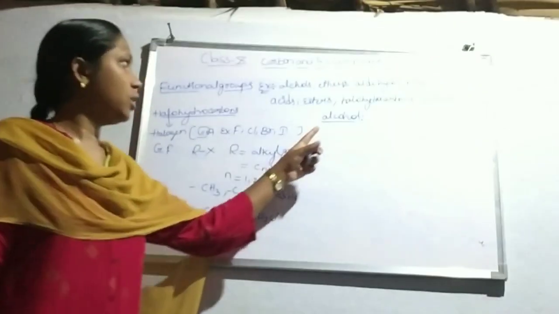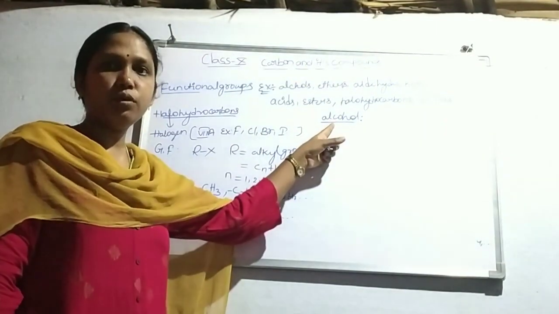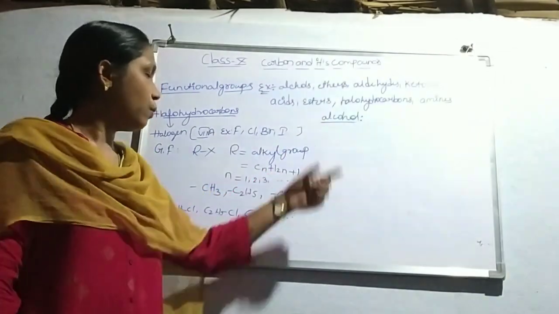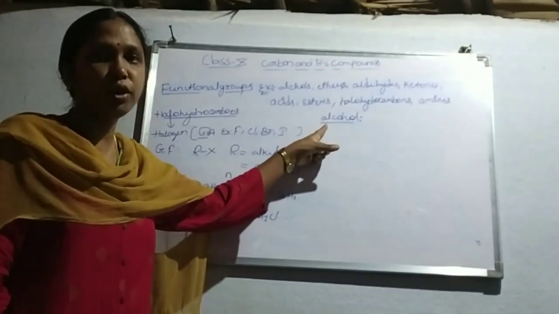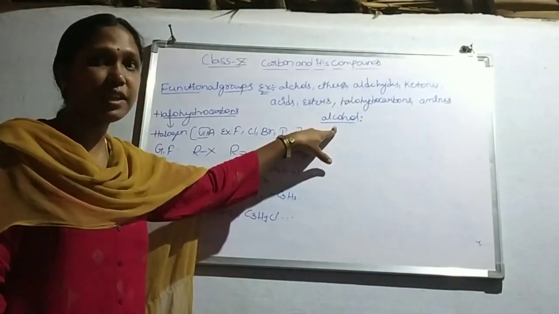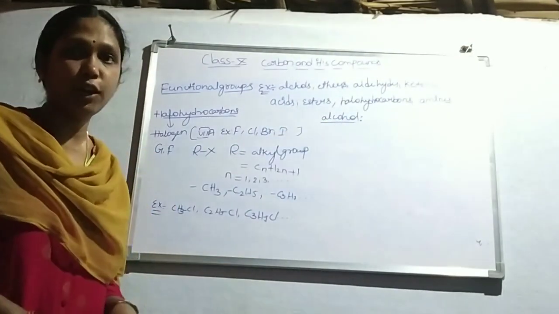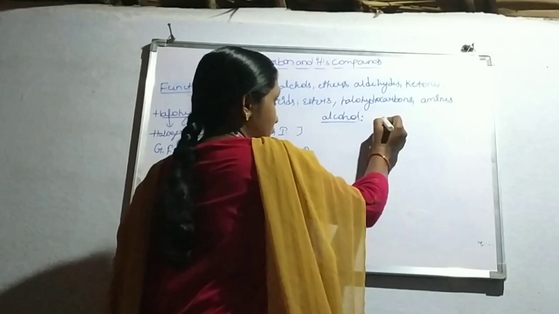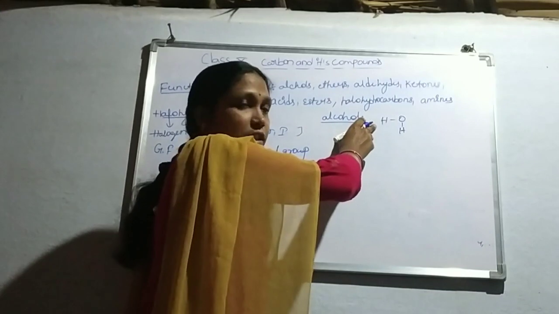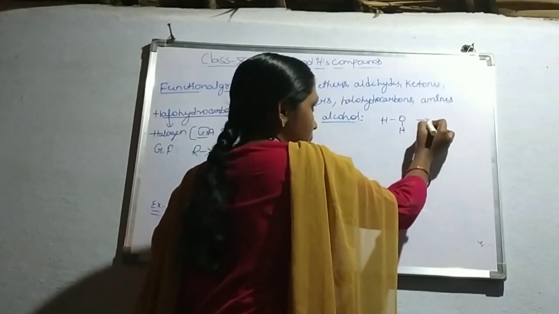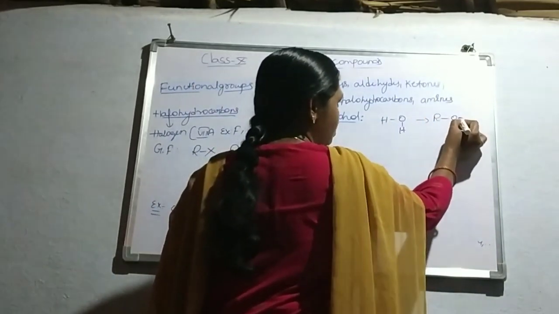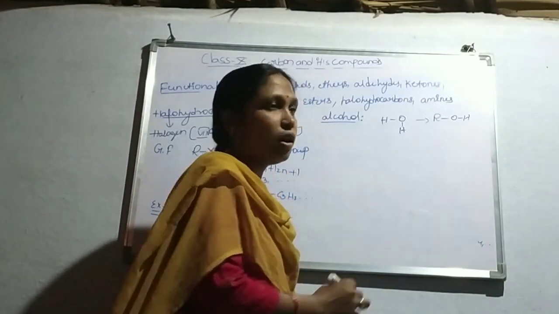Simply, alcohols are organic compounds formed by the replacement of one of the hydrogens in a water molecule with an alkyl group. Such molecules are known as alcohols. What is the formula of water? H2O, here HOH. One of the hydrogens in water is replaced with an alkyl group, that means R, giving ROH, which is an alcohol.